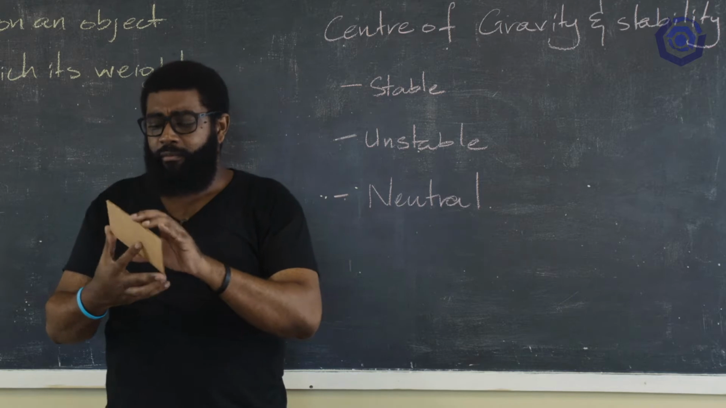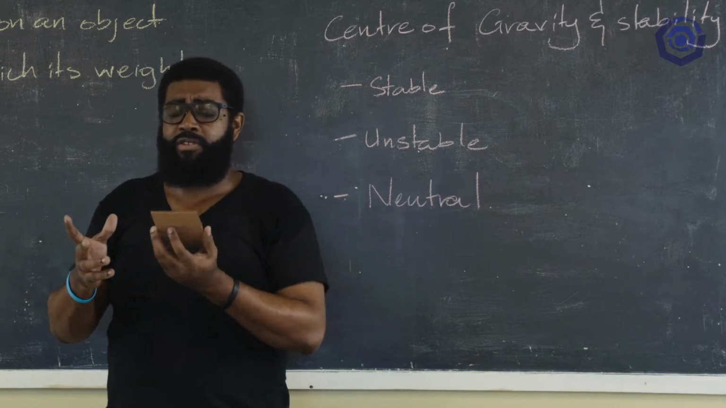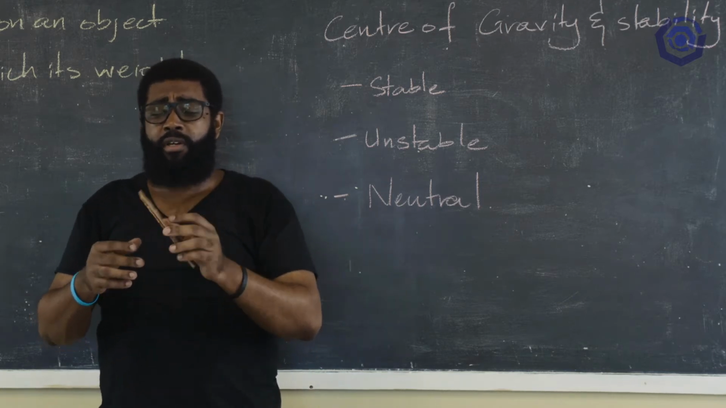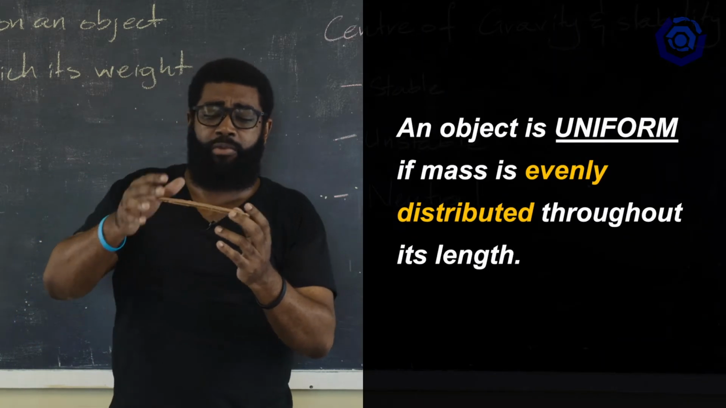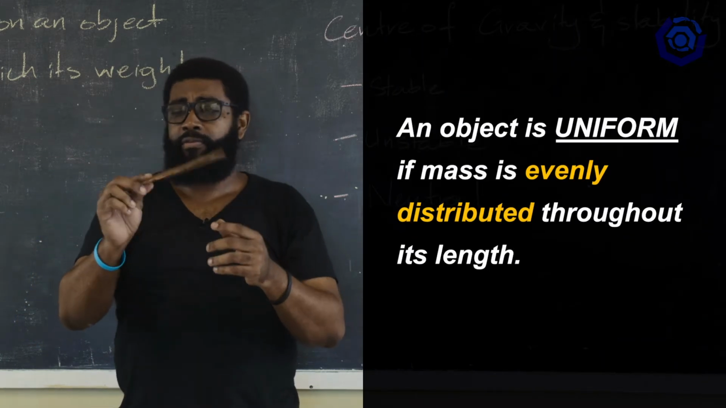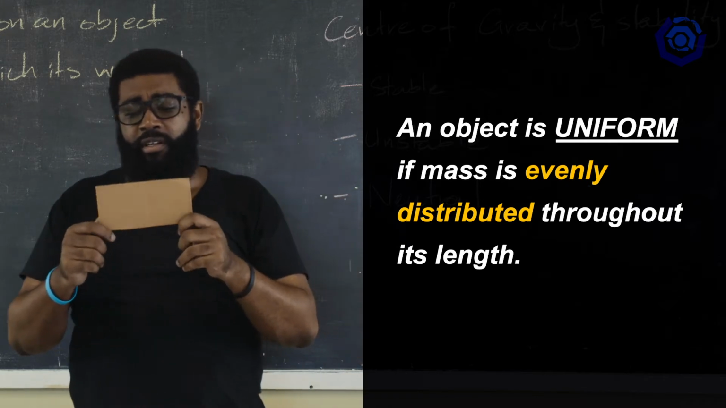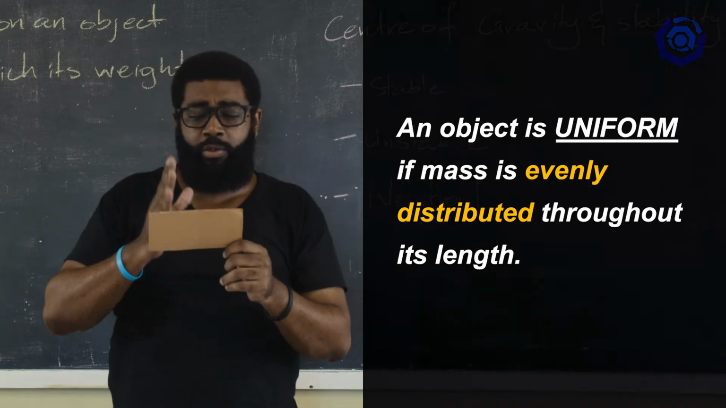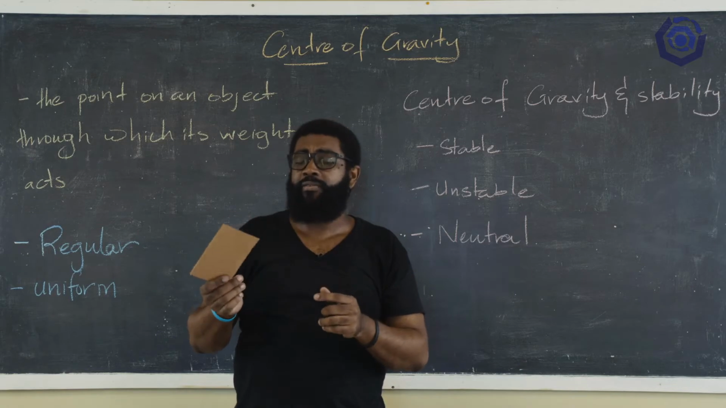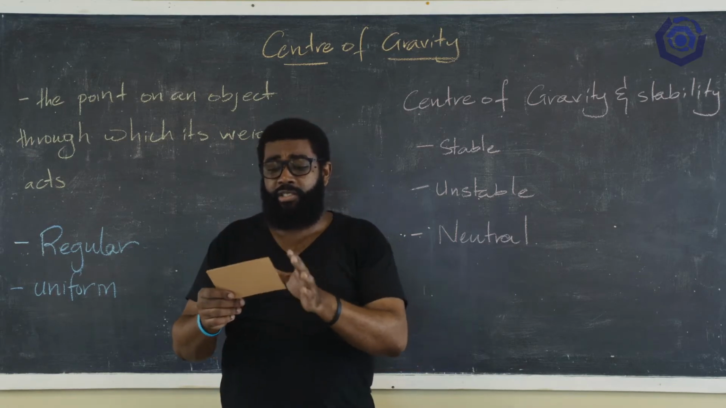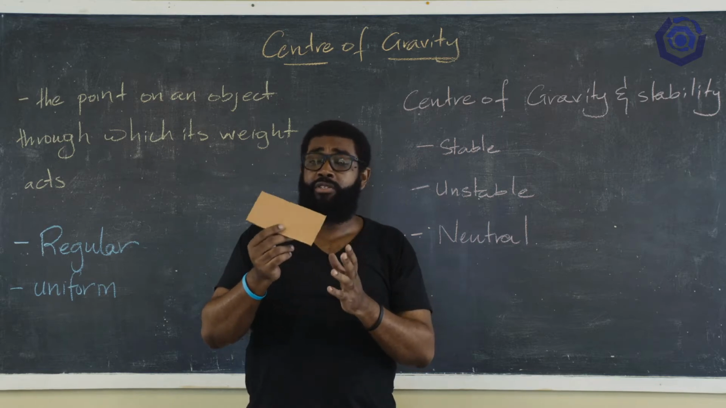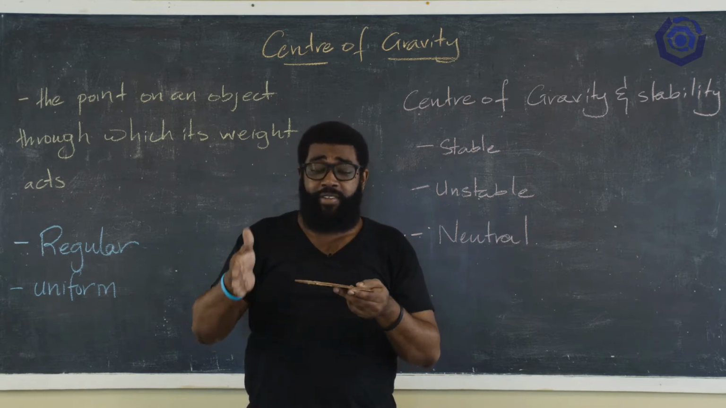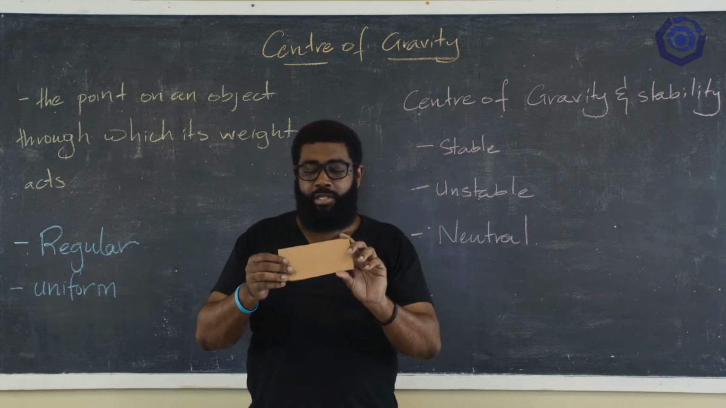Now, another factor is whether the object is uniform or not. Uniformity simply means is mass evenly distributed throughout the length of the object. So if I cut this piece of cardboard into, let's say, 4 equal lengths, well, each length has the same mass. If each of those 4 lengths has the same mass, we say that the object is uniform because its mass is evenly distributed throughout its length.